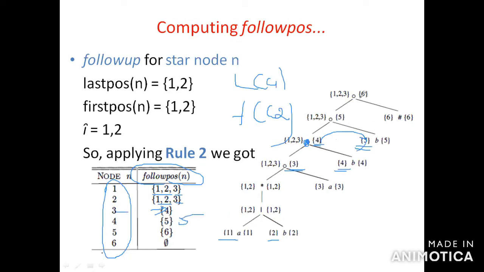Then 6. 6 is also a cat node, concatenation node. So last position of C1, first position of C2. Then on follow position, last position of C1 can be followed with the first position of C2. That is 6. So 5 can be followed with 6.